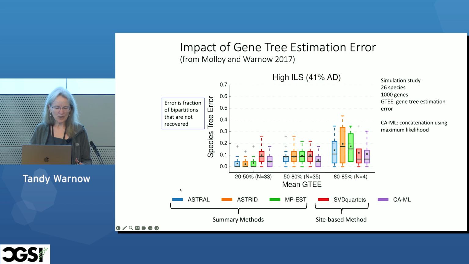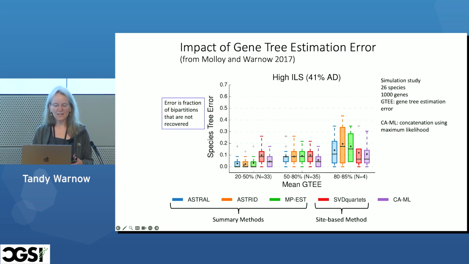So what am I showing? I'm showing 3 different summary methods: ASTRAL, which is a distance-based method, and MPS, which is maximum pseudo-likelihood. Then in red, I have SVD quartets, which is a method that is statistically consistent, but it's based upon looking at site patterns. And then concatenation using maximum likelihood, CAML. By the way, ML in this world means maximum likelihood. It does not mean machine learning. So just remember that. What do you see?